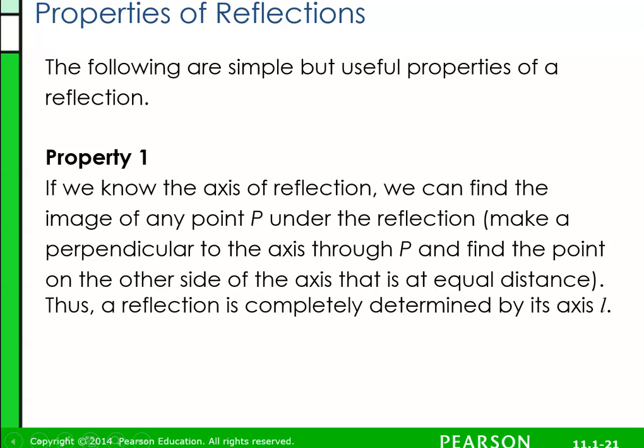All right, some properties of reflections. Property 1: if we know the axis of reflection, we can find the image of any point P under the reflection by making a line perpendicular to the axis through P and finding the point on the other side of the axis that is equidistant. Thus, a reflection is completely determined by its axis L, the axis of reflection. So again, you're talking about the perpendicular bisector there.